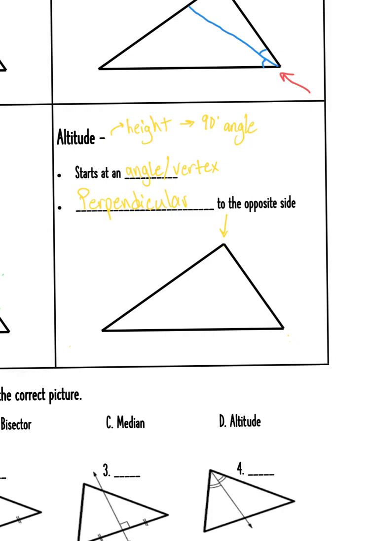I'm going to just start at this vertex. I'm going to go straight down to this bottom line because I want it to be perpendicular. So I'm going to create this 90-degree angle here. And that's it. That is an altitude.